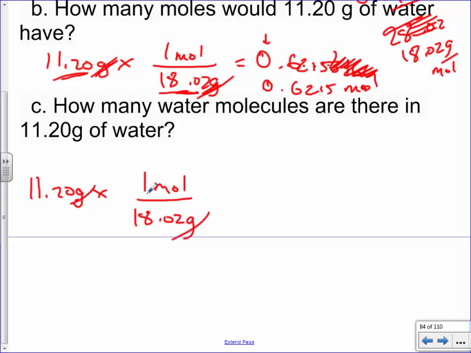But I'm not done yet. I don't want moles. I'd like to know how many molecules there's going to be. How many donuts are in a dozen? 12. How many molecules are in a mole? Exactly, it's that 6.02 number that we haven't actually used yet, but here's how we would use it. I would then say, well, in 1 mole, there are 6.02 times 10 to the 23 molecules.